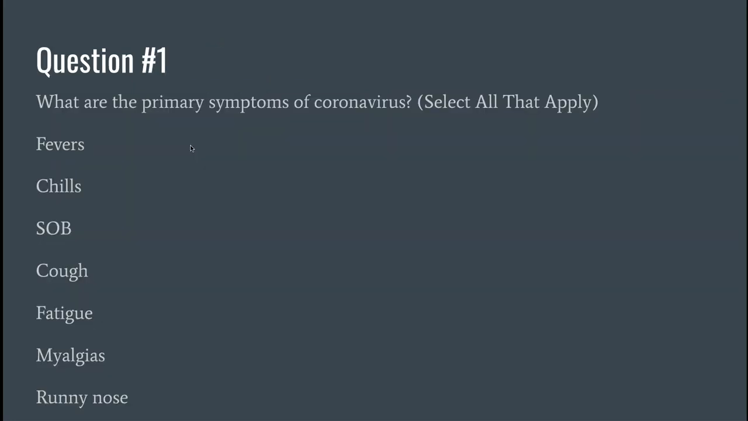So yeah. So question number 1, what are the primary symptoms of coronavirus? Fevers, chills, shortness of breath, cough, fatigue, myalgias, or runny nose. It's a select all that apply question. So the answer is all of them.